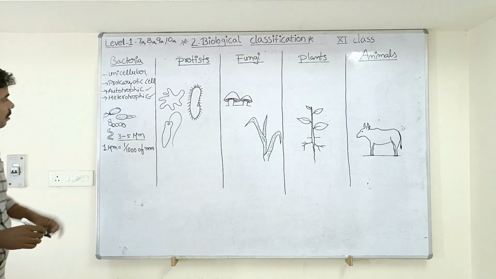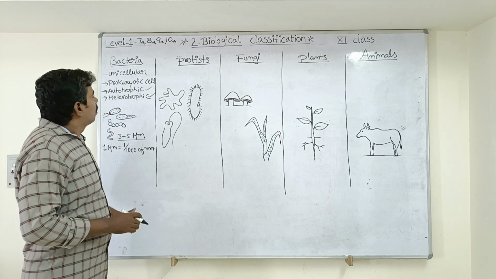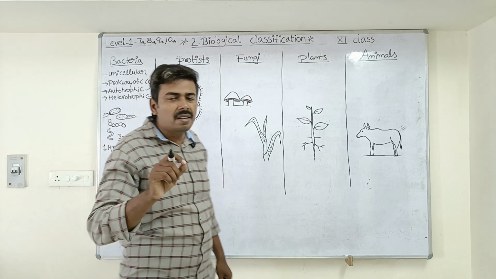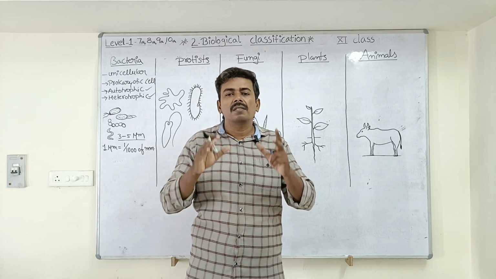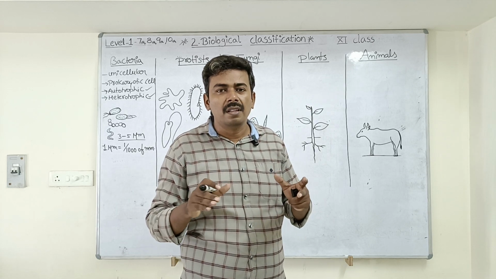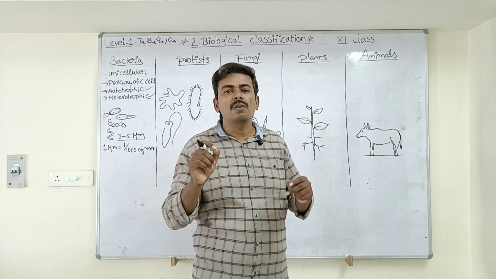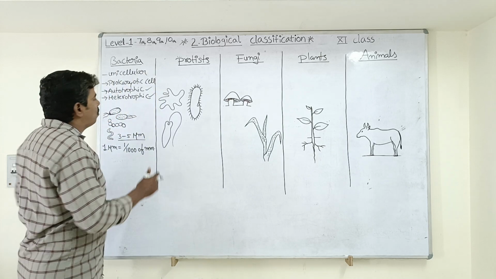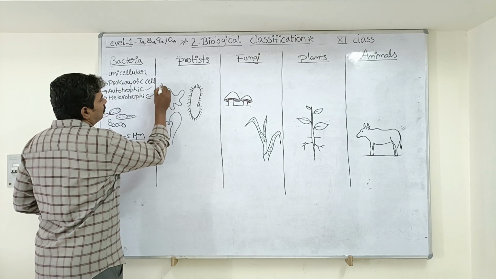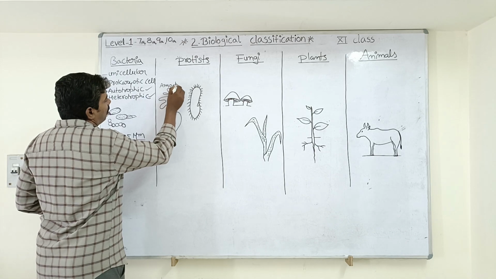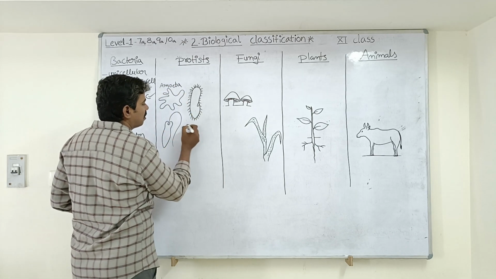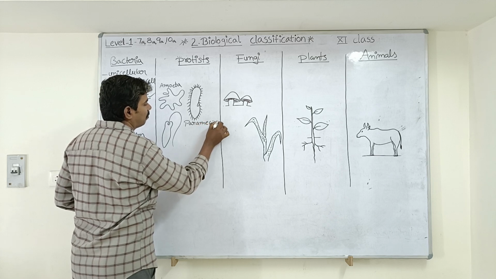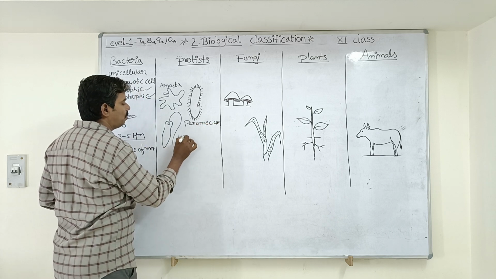Next, coming to protists. Protists are also microscopic organisms. Mostly they are found in freshwater bodies like ponds and lakes, and some organisms are also found living inside animals as parasites. You know this one, it is amoeba. And what is this? This is paramecium. And what is this? This is euglena.